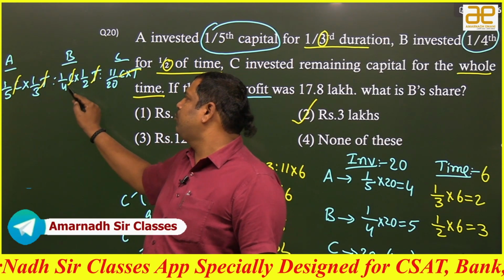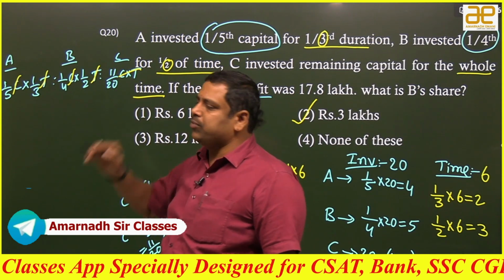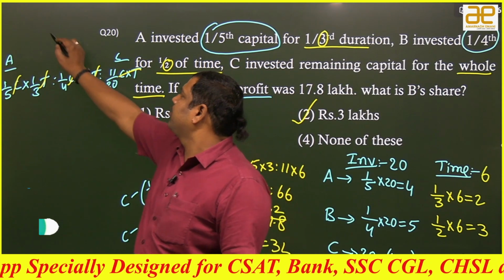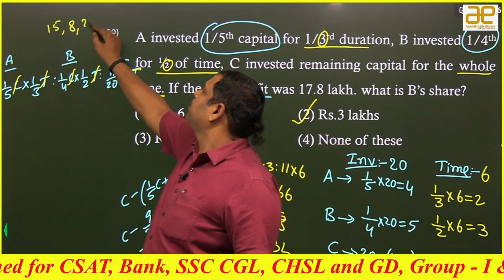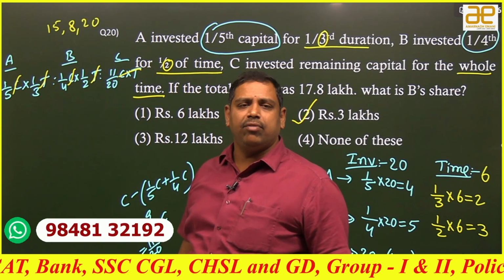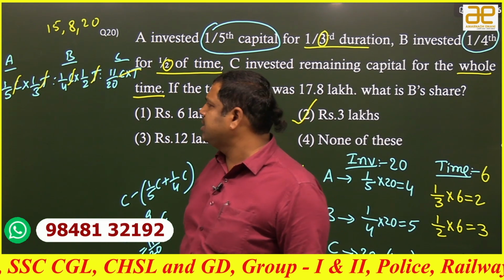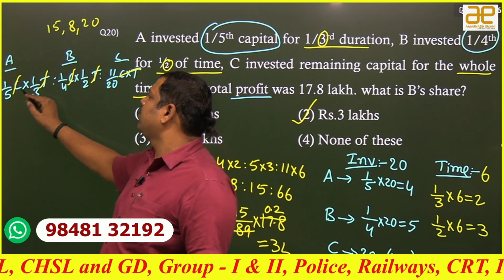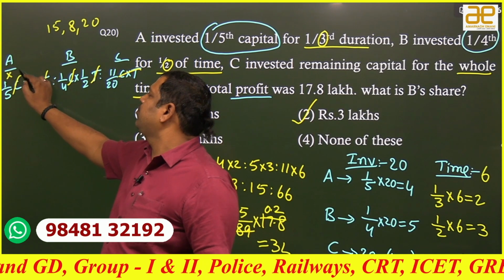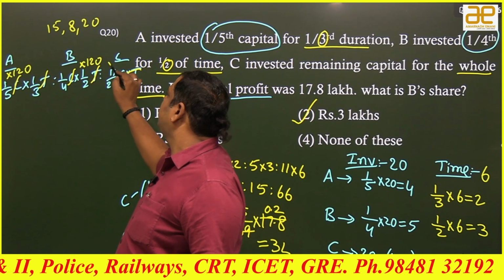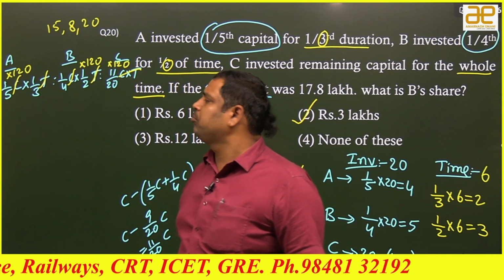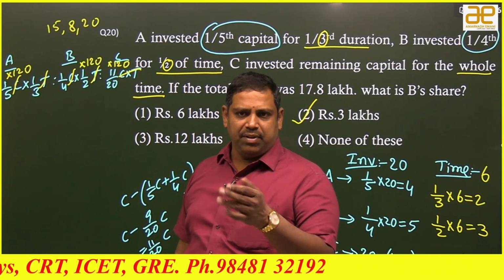5 3s are 15, 4 2s are 8 and a 20. So for these three numbers we have to take the LCM. The LCM for 15, 8 and 20. Okay. All are divisible by 120. All are divisible by 120 means I will multiply each one with 120. Why am I multiplying with 120? So that the denominators will get vanished.